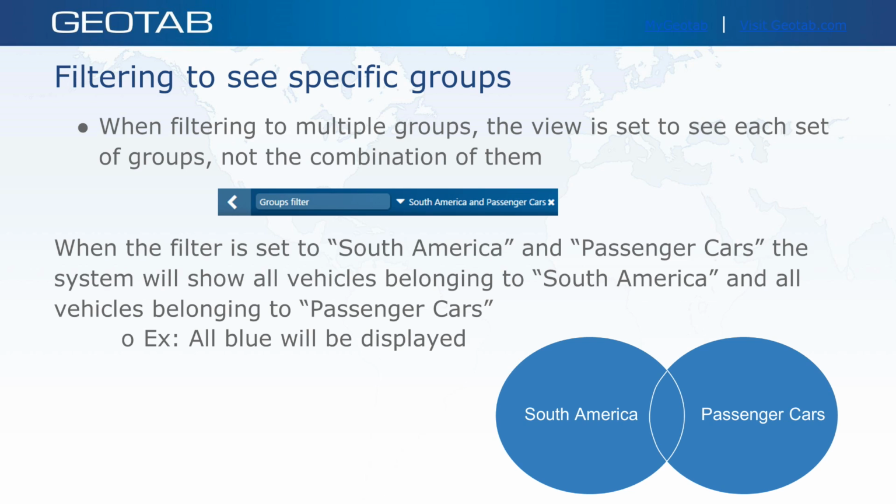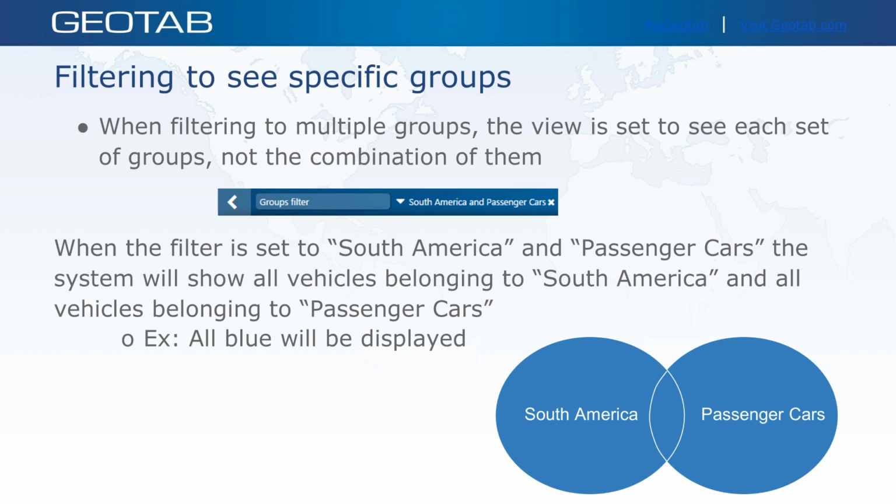Now, the way our system works, and we've got a little Venn diagram at the bottom there, is that it's going to show you a list of all the vehicles that are in South America, as well as all of the vehicles that are in passenger cars, even if they're not in South America. So it's an "and", if you think logically. It's both of them, not just a little bit of both, if that makes sense. So it's always easier to throw in a little diagram to show you what I mean.